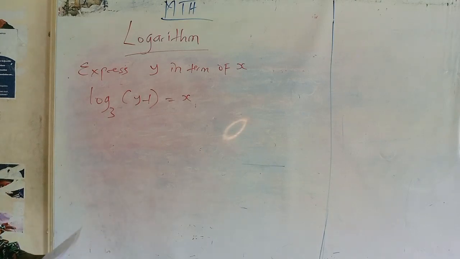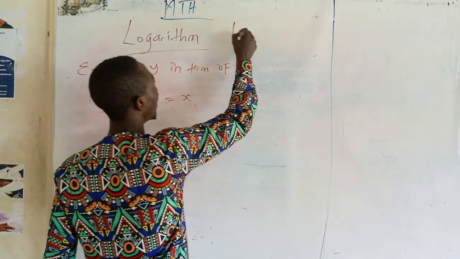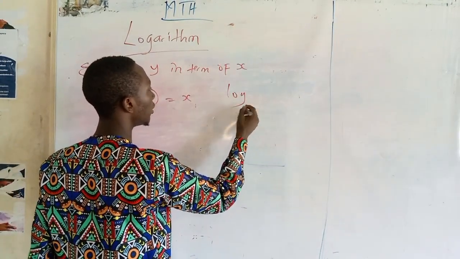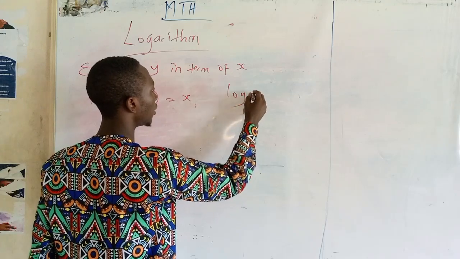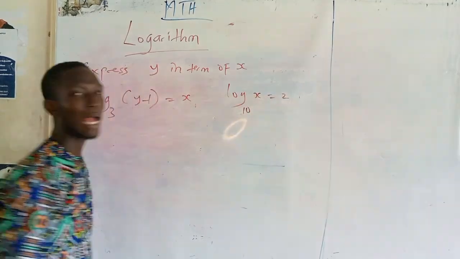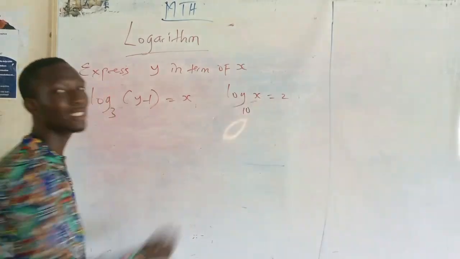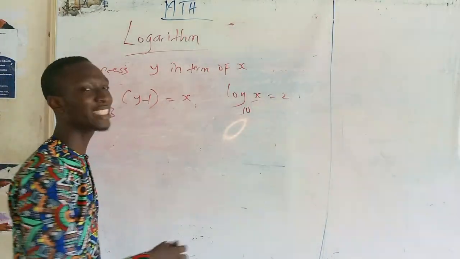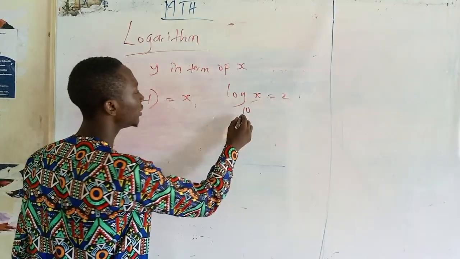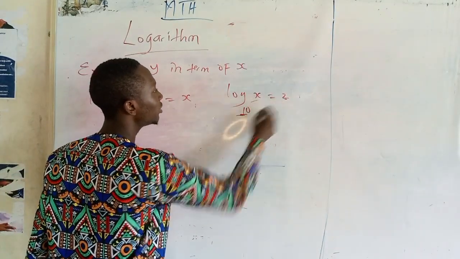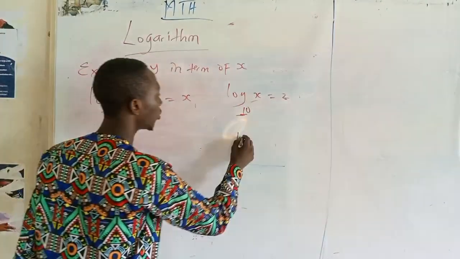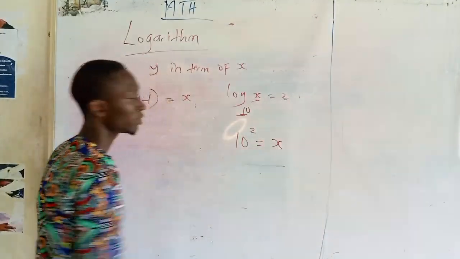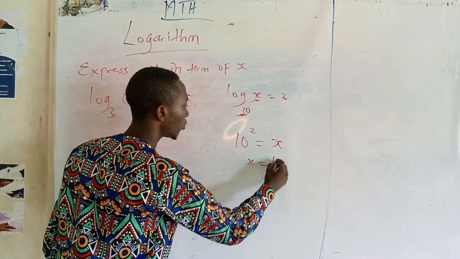For instance, if you have something like this in logarithm, let's just say you have log 10 x equals 2, and you are asked to find x in indices. This is how we solve it. We change it to indices. How do you change it to indices? Take this base and raise it to the power of the answer. So it becomes 10 raised to 2, equated to what you are looking for, x. So your x is now 10 raised to 2, which is 100.